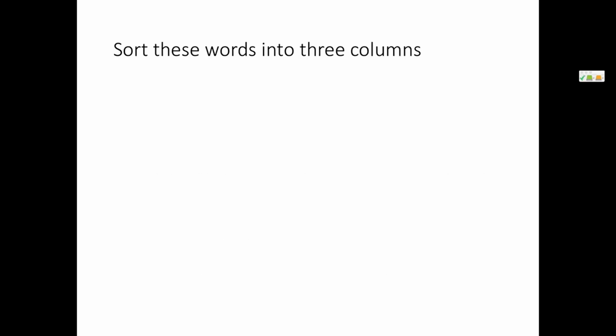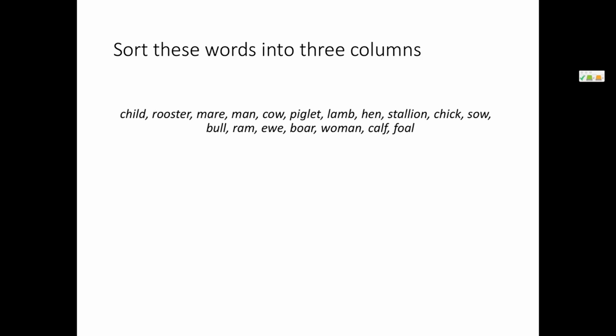Let's try something. I'm going to give you a bunch of words and sort them into three columns, okay? So these are the words. Child, rooster, mare, man, cow, piglet, lamb, hen, stallion, chick, sow, bull, ram, ewe, boar, woman, calf, foal. Okay, so what I want you to do is to sort them into three columns. Press on the pause button here because you're going to need some time to do this. So take a few minutes. When you're back, click on the play button once you've done all of your putting them in columns.